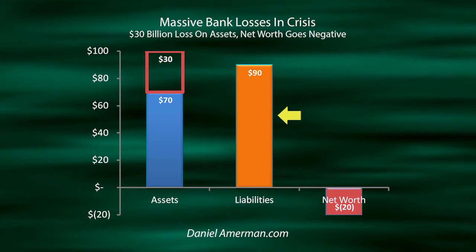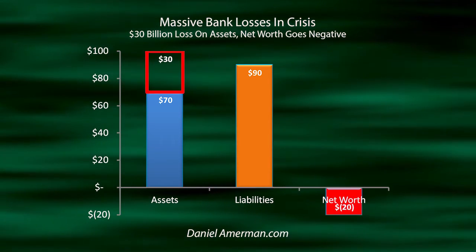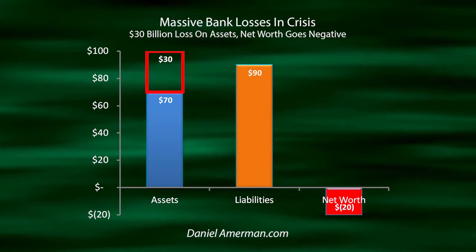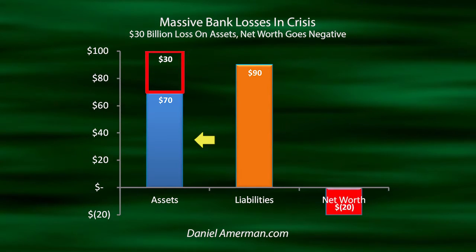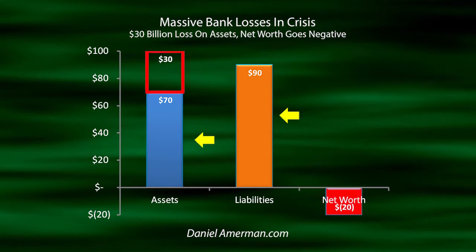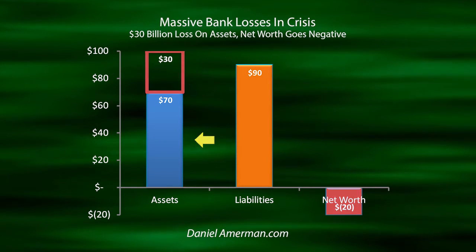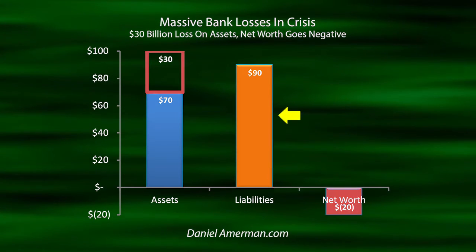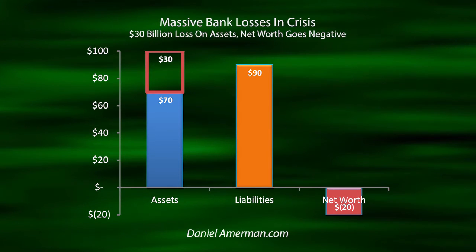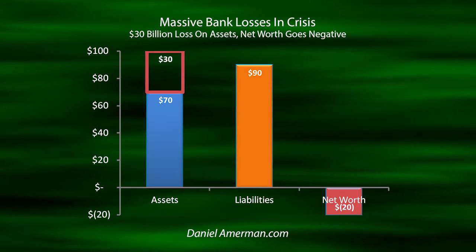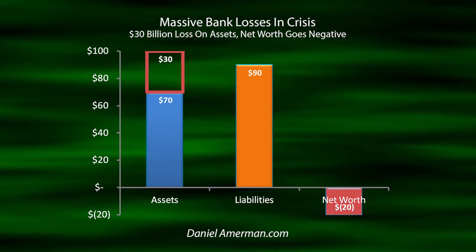But they still have $90 billion in liabilities, which creates a real problem because our net worth or our equity is the excess of assets over liabilities, and now we have a deficiency. So we take our $70 billion in assets, we still subtract our $90 billion in liabilities. That same formula still applies. Assets less liabilities equals net worth. But now we have a negative net worth of $20 billion.